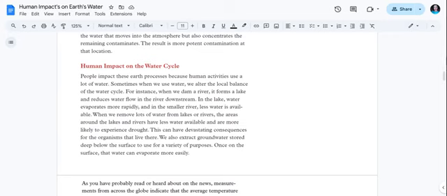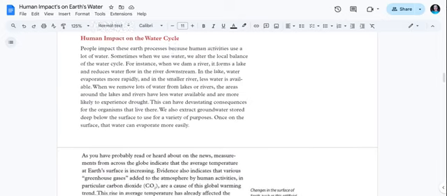When we remove lots of water from lakes or rivers, the areas around the lakes and rivers have less water available and are more likely to experience drought. This can have devastating consequences for the organisms that live there. We also extract groundwater stored deep below the surface to use for a variety of purposes. Once on the surface, that water can evaporate more easily.